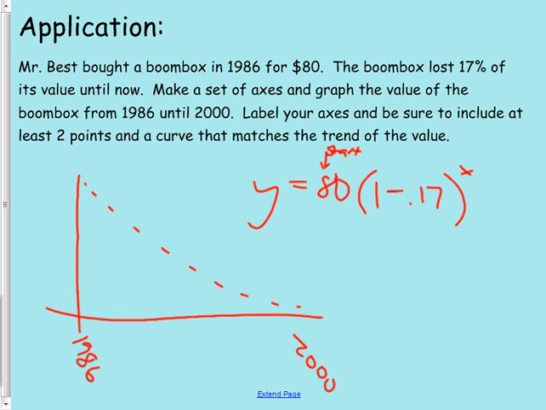How do I know this one will go down? Because this ends up being a number less than 1. Anytime that happens, it's going to be going down. So generally, the graph kind of looks like that. All right.